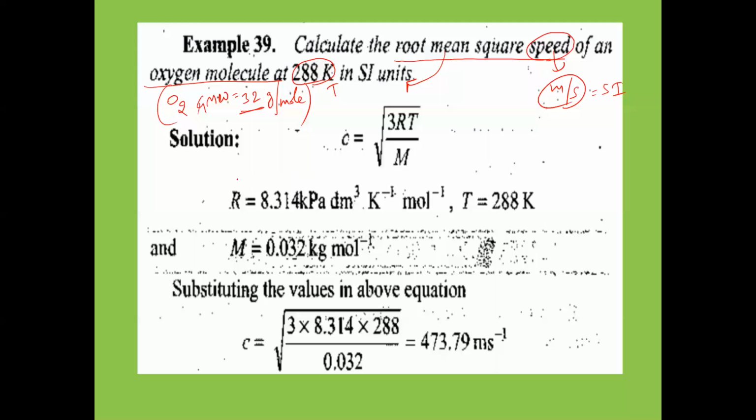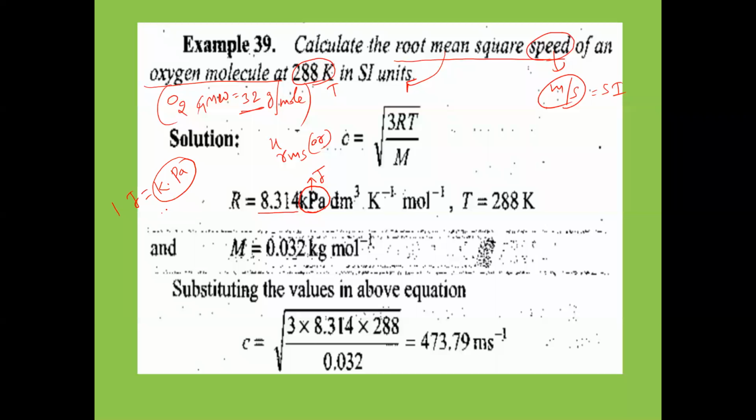Remember. Now see, the formula for RMS velocity: U_RMS, which will also be taken as C. So C is equal to the square root of 3RT by M. So what is the R value? 8.314 kilopascal. In place of kilopascal, we can write joule. Remember, 1 joule equals 1 kilopascal.